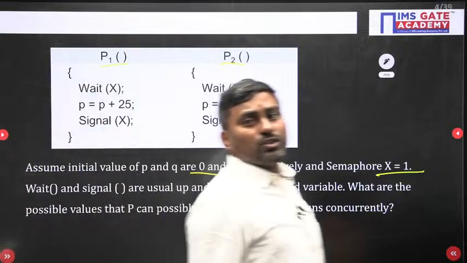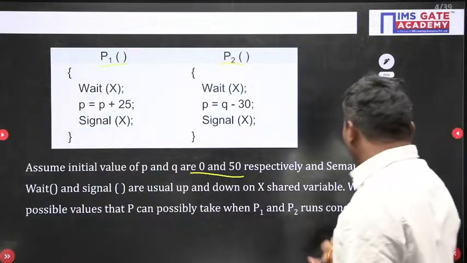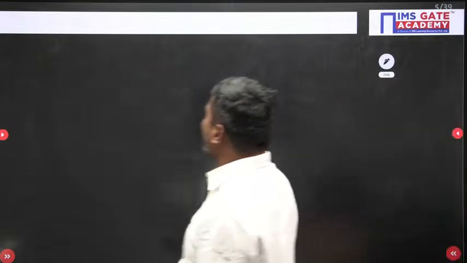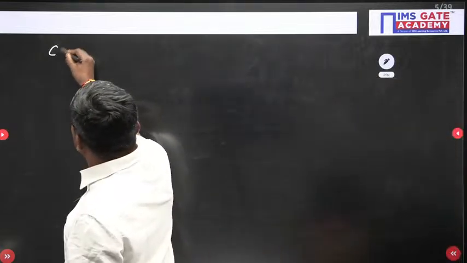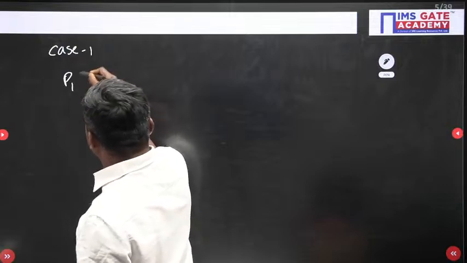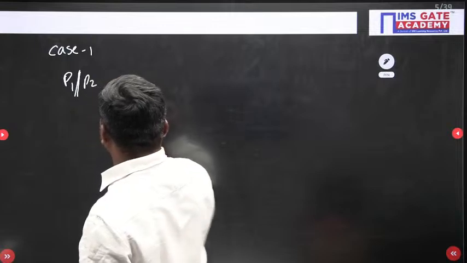So how to solve such questions? Your semaphore value is defined as X equal to 1 only. Now look, these two cases can happen. Case number 1: process P1 is scheduled, followed by process P2 being scheduled.